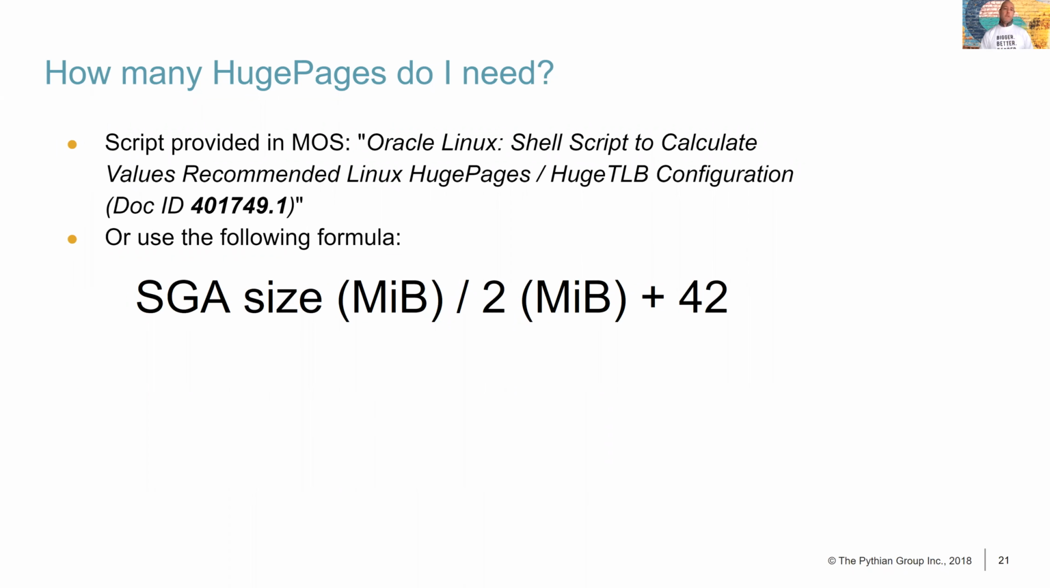So the formula is very simple. You put together the total SGA sizes you're going to run in a given server. You divide it in megabytes. You divide it by 2 megabytes again, and add 42. Why 42? You would be asking. Well, 42 is the answer to life, the universe and all. So I think it's kind of cool.